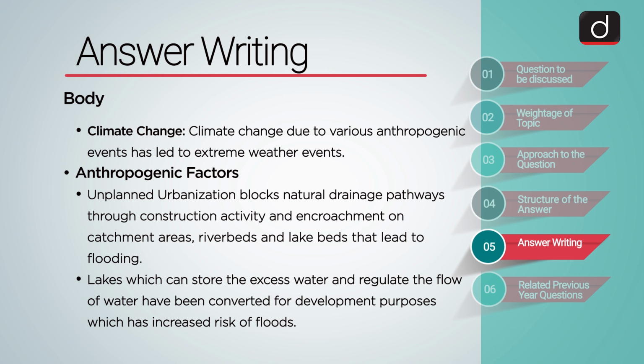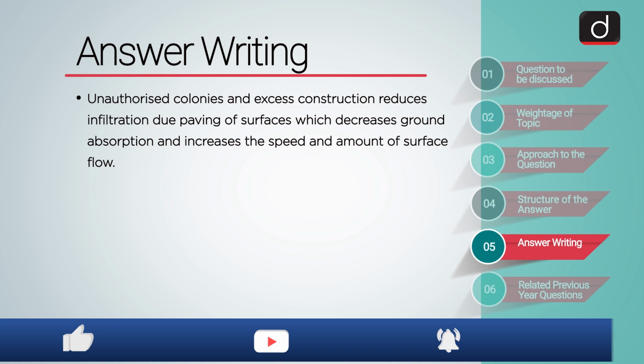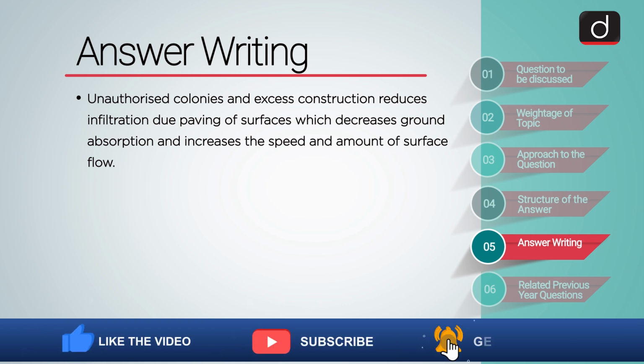Anthropological factors. Unplanned urbanization blocks natural drainage pathways through construction activity and encroachment on catchment areas, riverbeds and lake beds that lead to flooding. Lakes, which can store the excess water and regulate the flow of water, have been converted for development purposes, which has increased risk of floods. Unauthorized colonies and excess construction reduce infiltration due to paving of surfaces, which decreases ground absorption and increases the speed and amount of surface flow. Improper waste management system and clogging of stormwater drains because of silting, accumulation of non-biodegradable waste and construction debris.